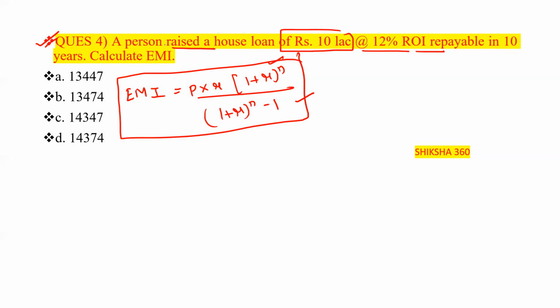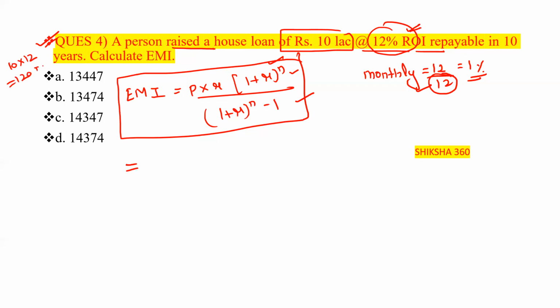But we know that in the case of the EMI, the rate of interest they have given is annual. We have to convert it into monthly because we have to calculate the EMI. So 12 upon 12, that is 1%, because there are 12 months in a year. That's why we divide by 12. Now just put the values here. N is also 10 years, so 10 into 12, total 120 months.